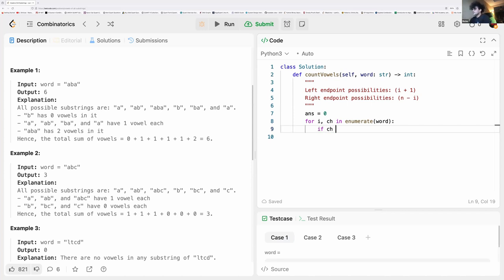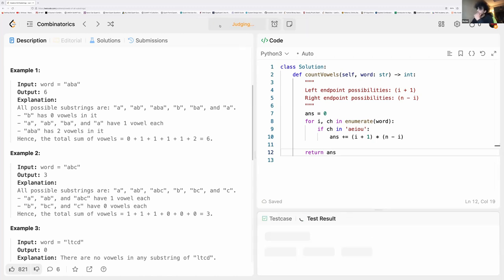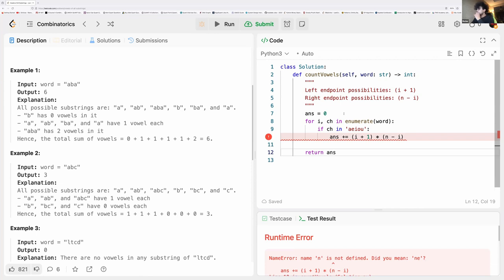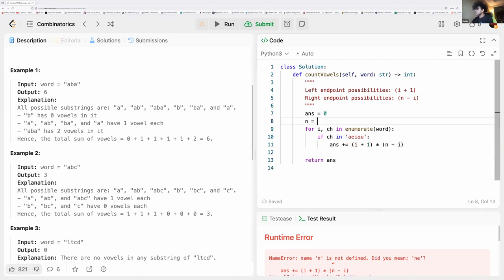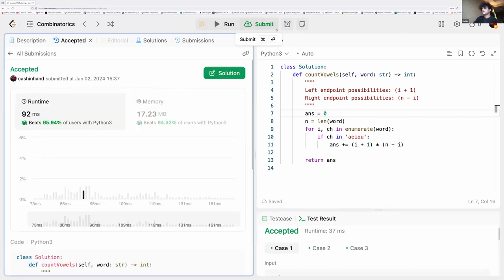But basically, if my character is an A, E, I, O, or U, then it's a vowel. Then to my answer, I'm going to add the product of these. Okay, and at the end, I'm going to return my answer. Oh, and n is not defined. n, as I said before, is the length of our word. All right, so this passes these test cases. Let's hope it's correct. And as we can see, it's correct, and it's a pretty fast solution as well.